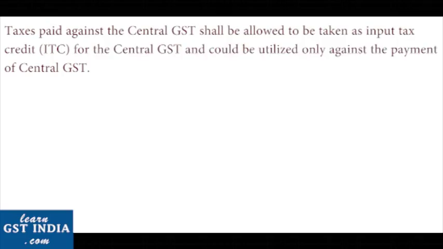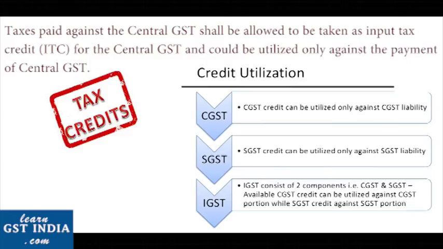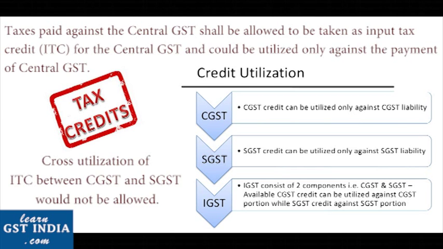Taxes paid against the central GST shall be allowed to be taken as input tax credit for the central GST and could be utilized only against the payment of central GST. Cross utilization of input tax credit between CGST and SGST would not be allowed.